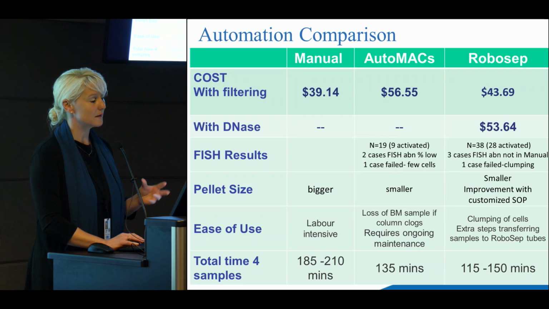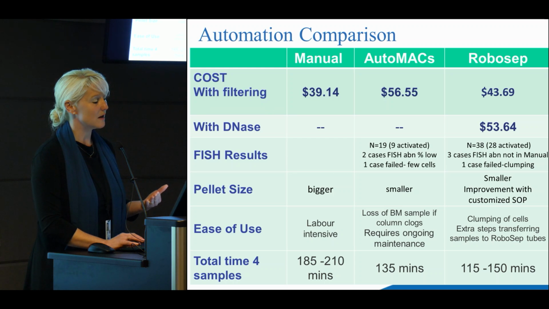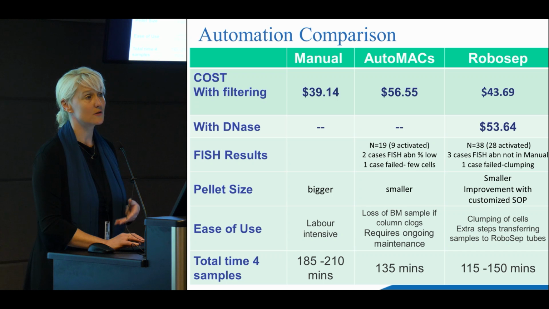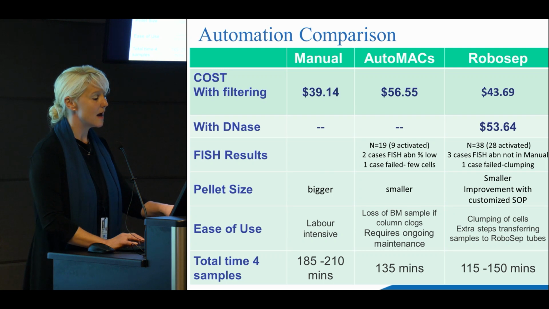The cost was comparable, although it is a little more using automation, but then you get the added time that you're going to save for your technologists. We saved an hour of processing for cases. FISH results were comparable. However, we did find in the AutoMACS that 1 case failed because there were too few cells. And in RoboSep, there was 1 case that failed because of clumping.